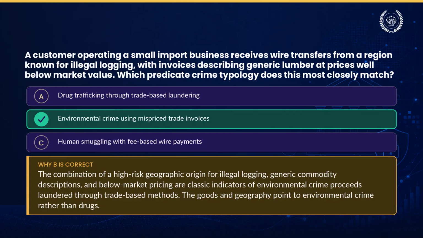The correct answer is B. Environmental crime using mispriced trade invoices. The combination of a high-risk geographic origin for illegal logging, generic commodity descriptions, and below-market pricing are classic indicators of environmental crime proceeds laundered through trade-based methods. While drug trafficking also uses trade-based laundering, the specific goods, lumber, and the geographic risk point clearly to environmental crime. Always match the indicators to the most specific typology available.